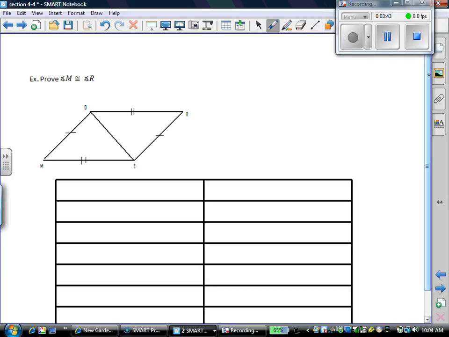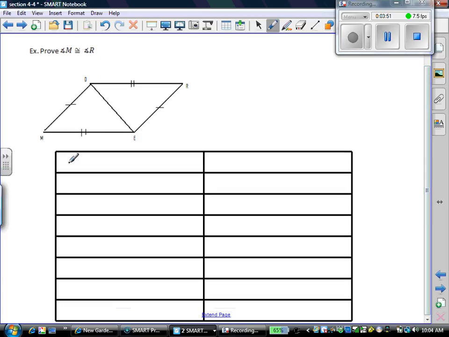Alright, so why don't you try this one, noting that you need to prove that angle A is congruent to angle R. Alright, hopefully you should start your proof out with the givens. So you have segment MO congruent to ER. And then ME congruent to OR. And then you have another reflexive.